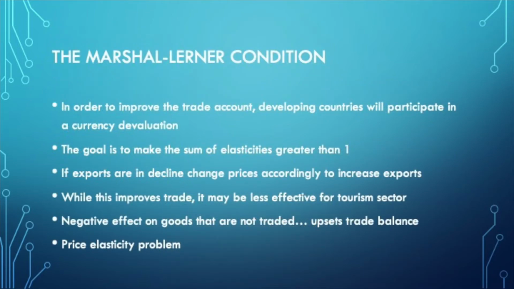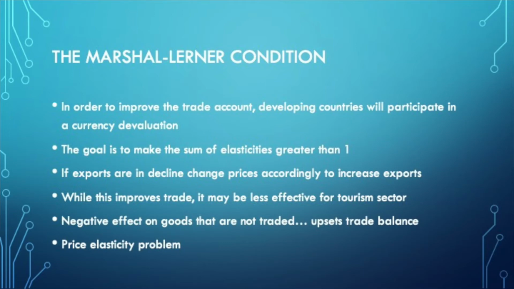Many developing countries will participate in a currency devaluation in order to improve their trade account. They'll do this by making their exported goods cheaper and in turn improving their trade account. The goal is to make the sum of elasticities greater than 1. This is known as the Marshall-Lerner condition.